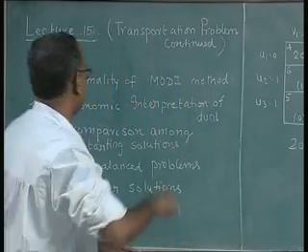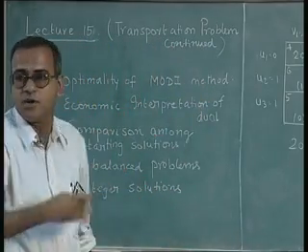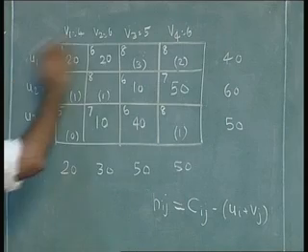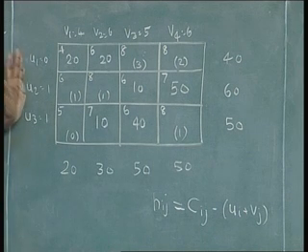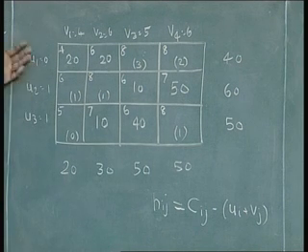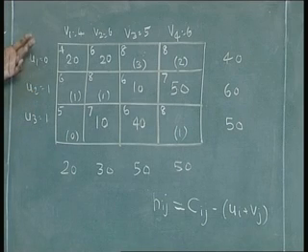So this is the economic interpretation of the dual variable. The dual variables can also be unrestricted in sign, it does not matter, it is only the relative difference that matters and not the absolute value. So they can be unrestricted in sign. Some of them can take positive values, some of them can take negative values as well.